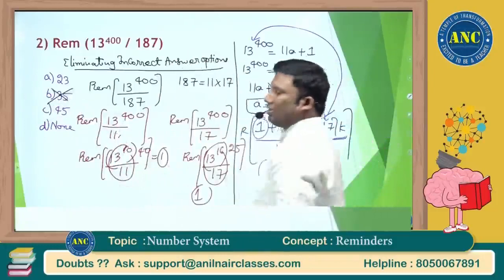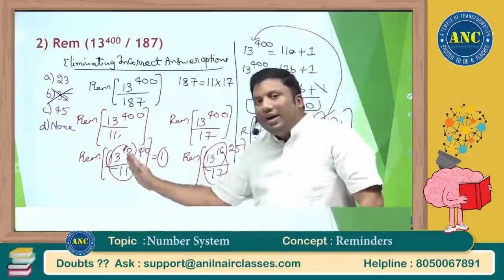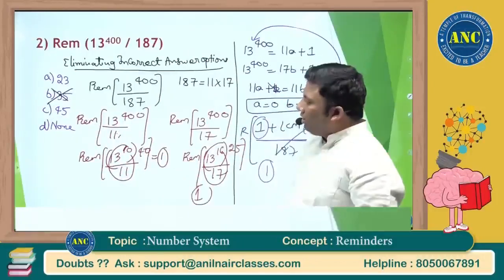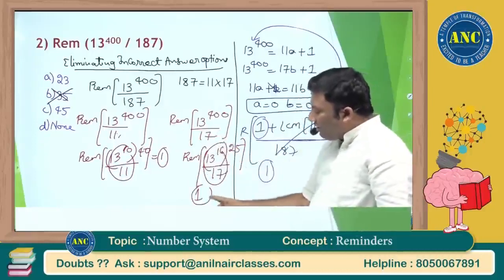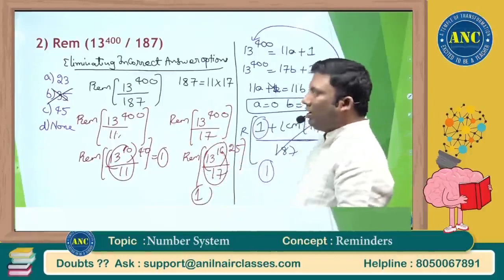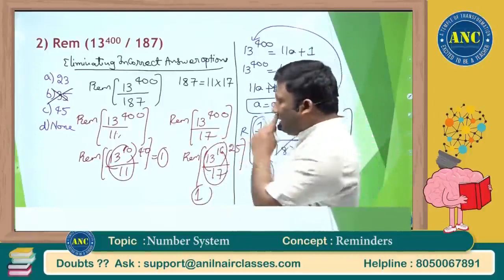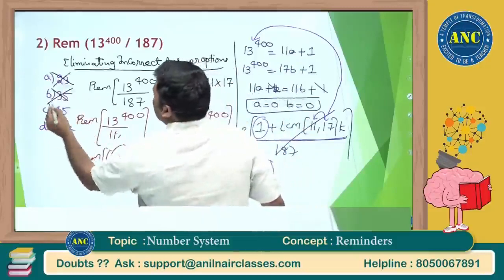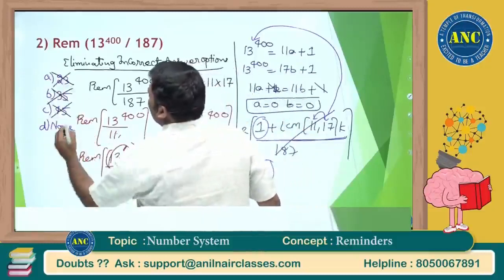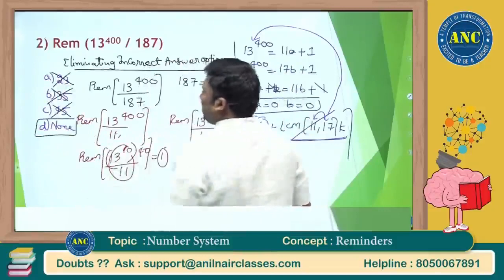This cannot be the answer. When divided by 11, I got remainder 1, so only one option is eliminated. The answer, when divided by 17, should also give remainder 1. 17 into 1 plus 6, 17 into 2 plus 11. The answer for this question is 9.